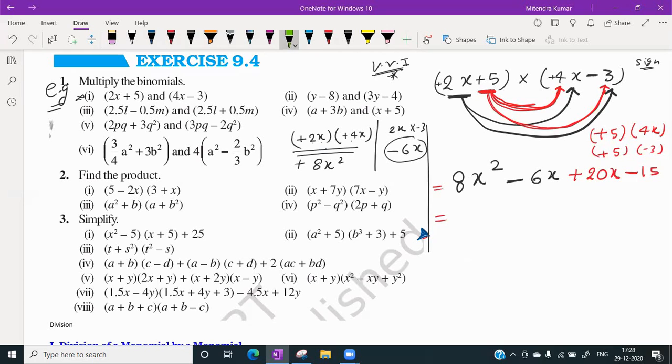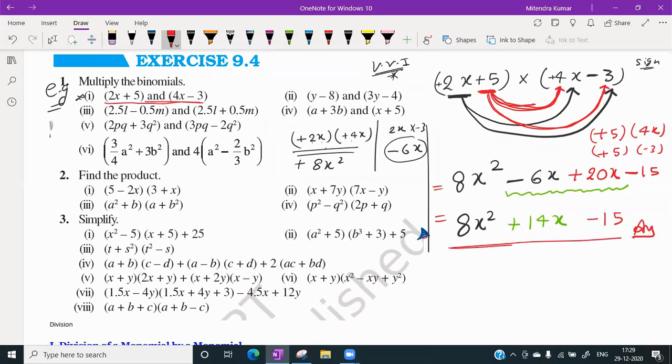Now you have to check whether further simplification is possible, and if it is, you have to do it. You have to simplify it further. So see here, we have like terms, so we do the further simplification and then I will write the answer. Here, 8x², no simplification is possible. -6x plus 20x will give plus 14x, and this -15 will remain as it is. So this is your answer. So the multiplication of these two terms gives these three terms as the answer.